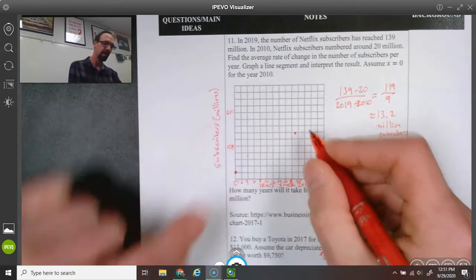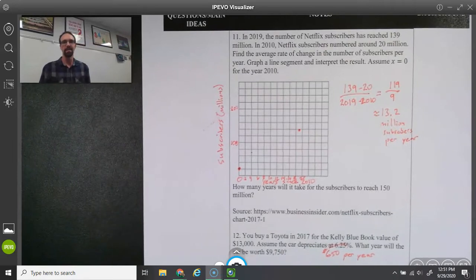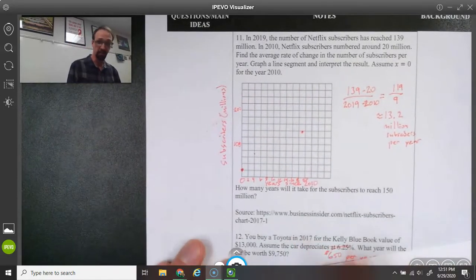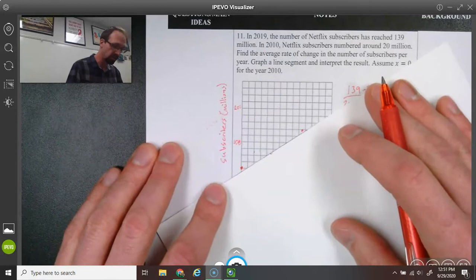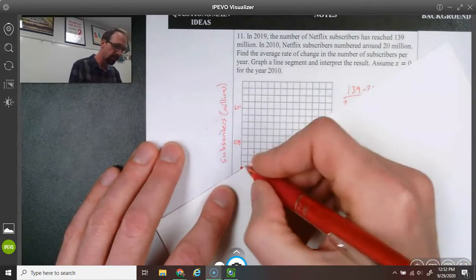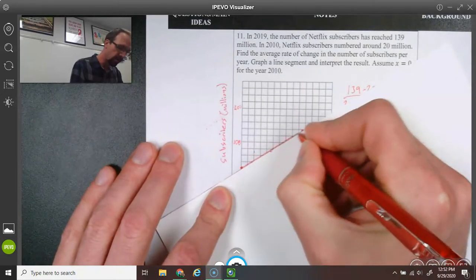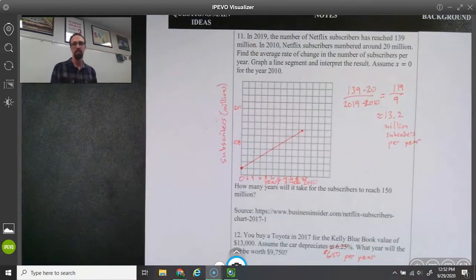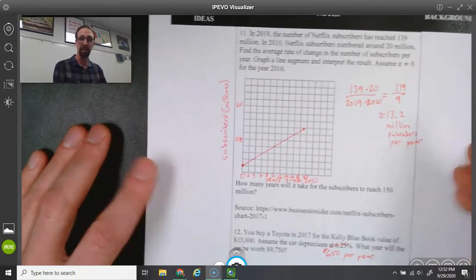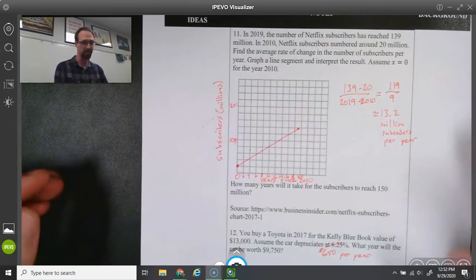Now, if you think about this in reality, this is probably not the steady increase that Netflix had. In fact, if you look at the source that I've cited here, it shows it's more jagged. Some years they got a lot of growth, some years they didn't get as much, and over the course of the year, people subscribe and unsubscribe as well. So this line segment isn't 100% accurate to what's going on. It just gives us an idea of the flow. And this is just the average per year.